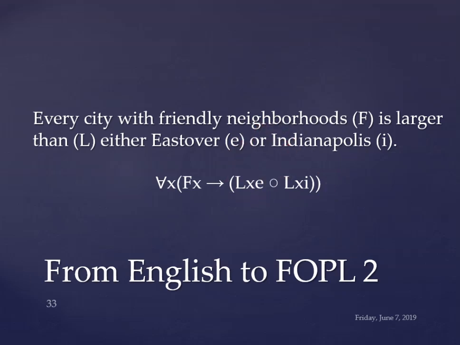I also want you to note in that consequent, there are two instances of the larger than predicate. Now that seems kind of weird because larger than is only mentioned once in English. Yes, true, but it's being used twice. It's being attributed twice, to Eastover and Indianapolis. So that's why we have to use it and mention it twice in FOPL. So this use-mention distinction is really important to understand.